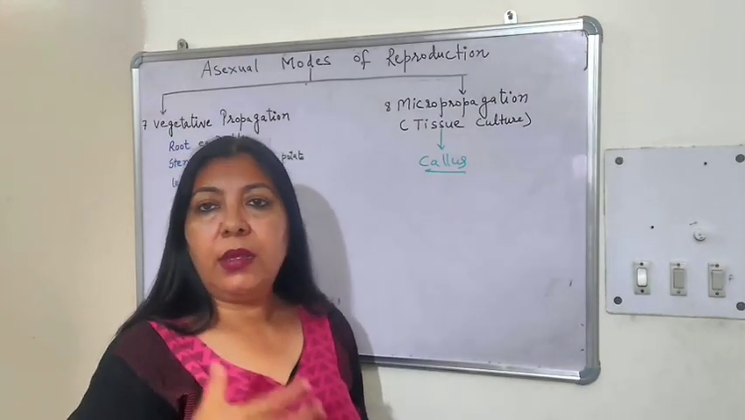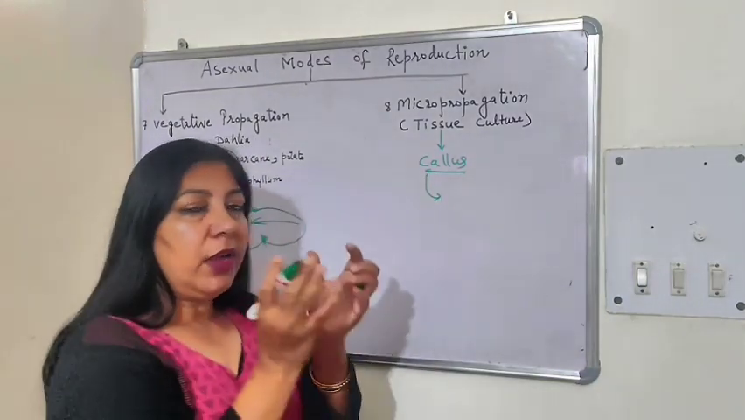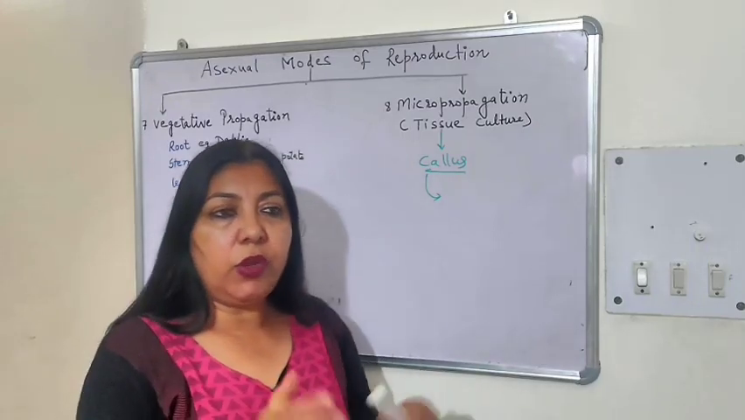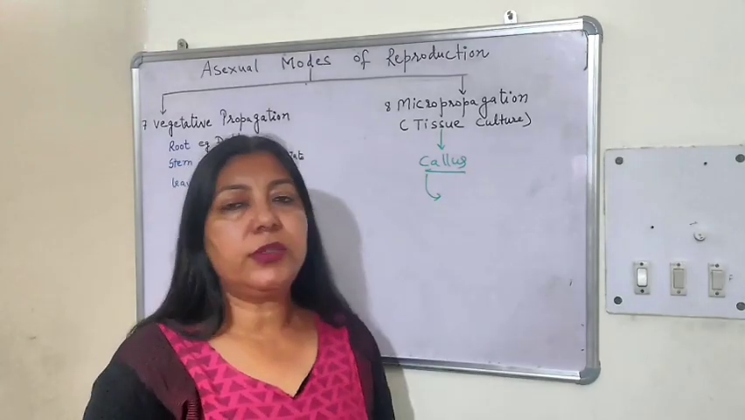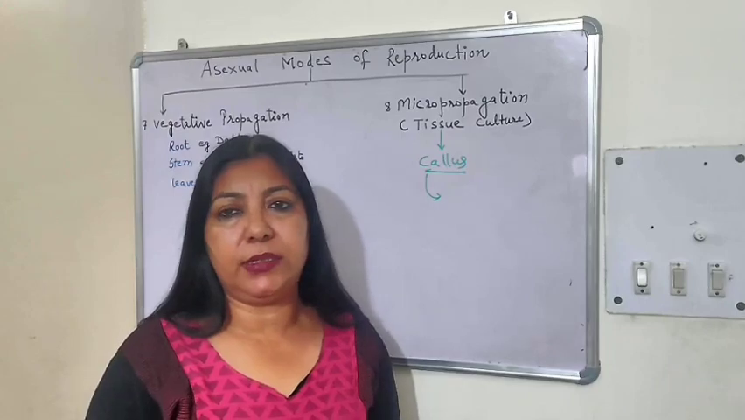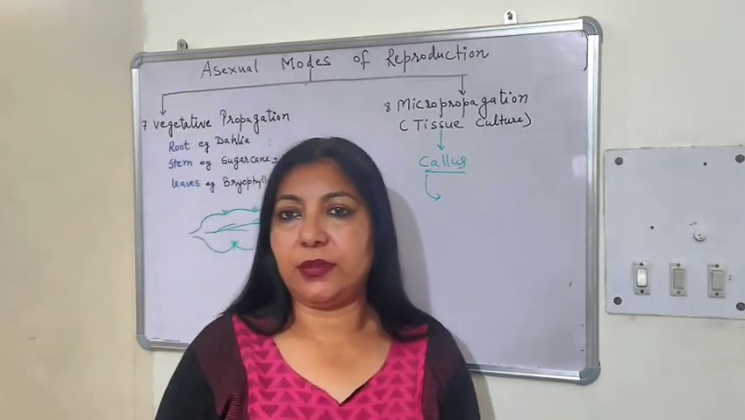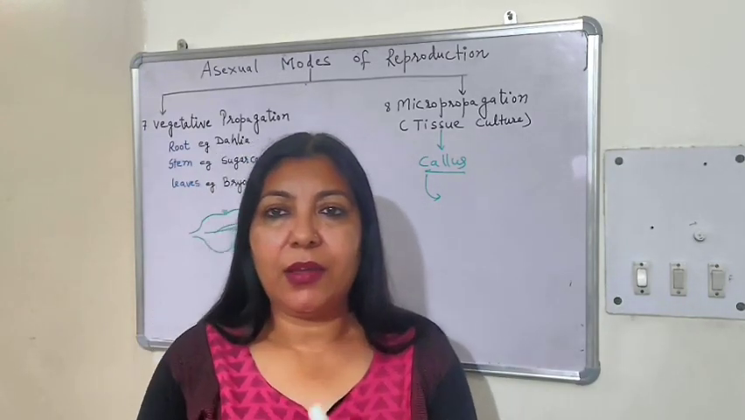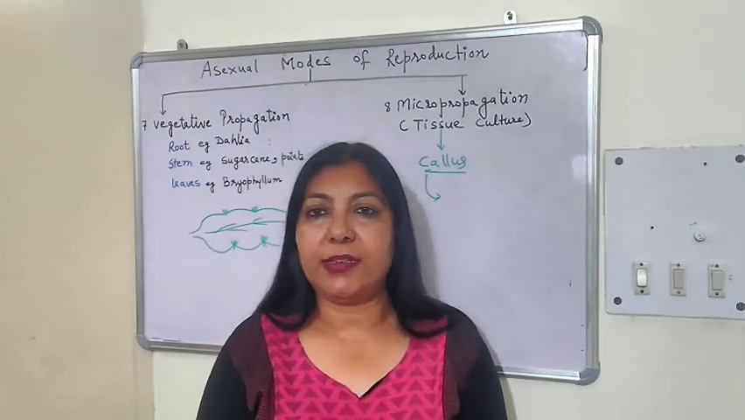This callus, if it is grown further, will develop into a cluster of small plants, and you can separate those clusters. From a single small piece of tissue, you can grow millions of plants. So that is called micropropagation or tissue culture. With this, we have completed asexual reproduction in organisms.